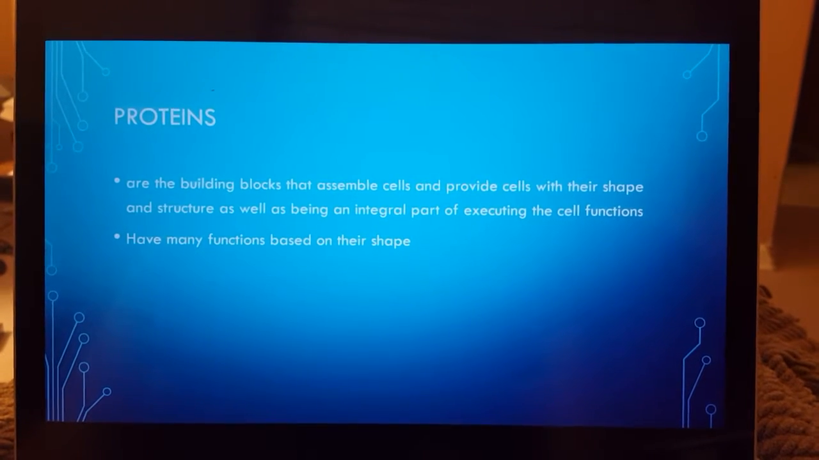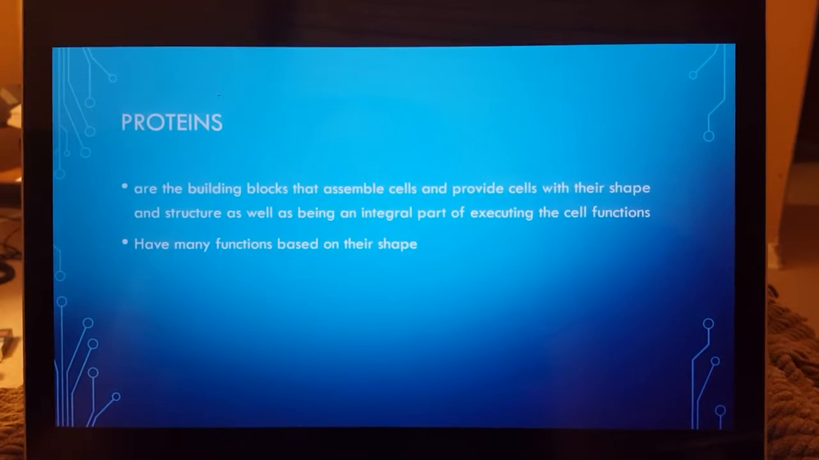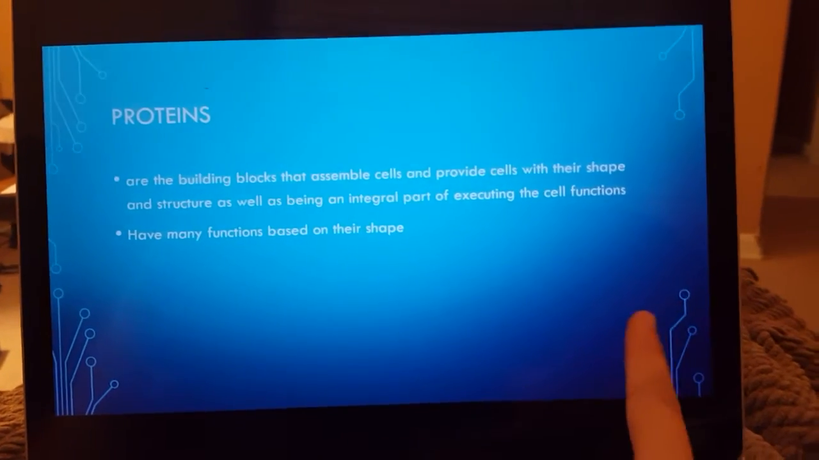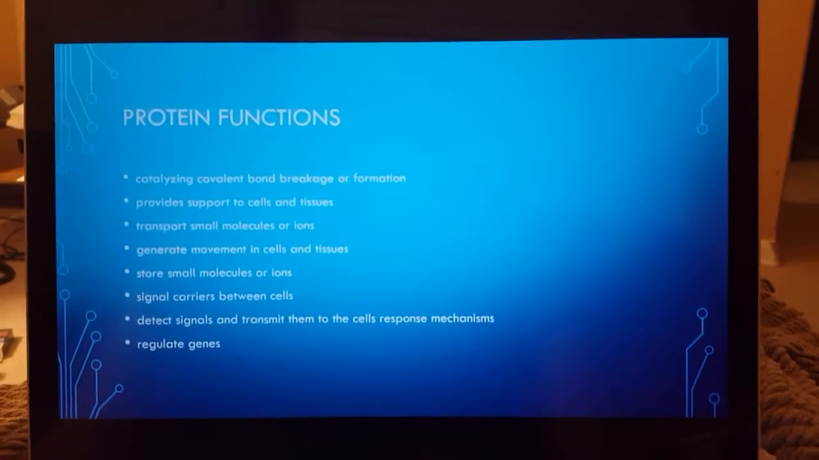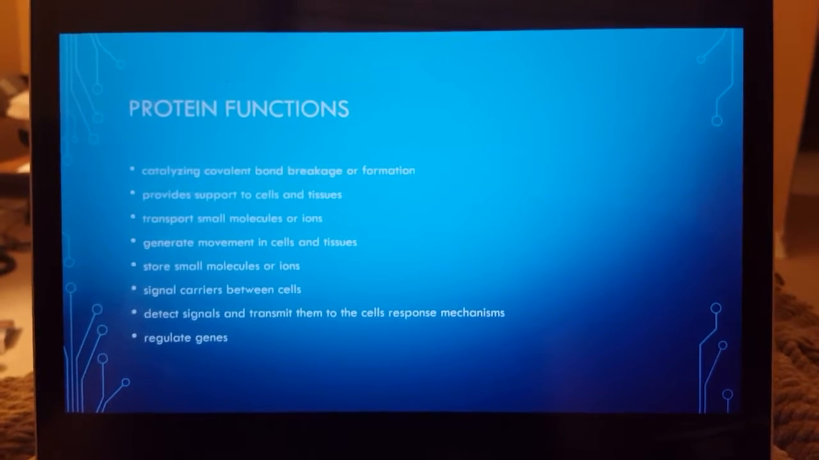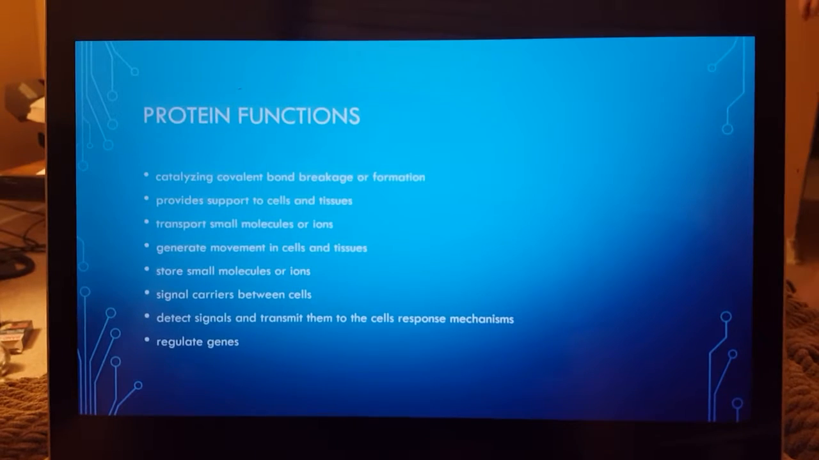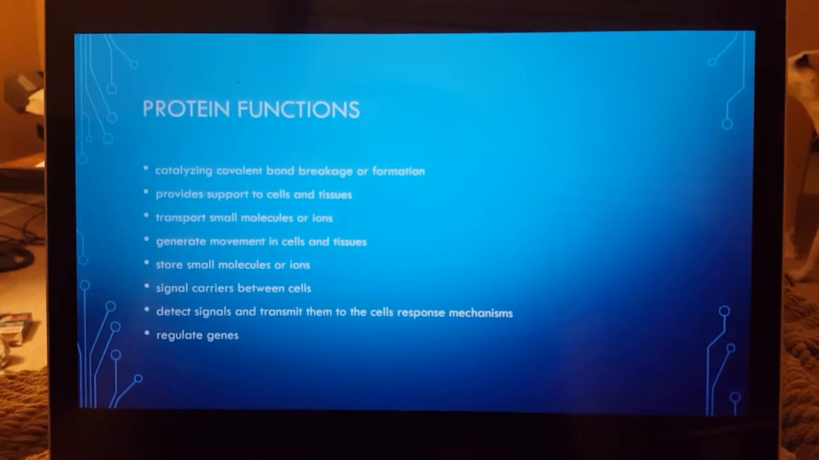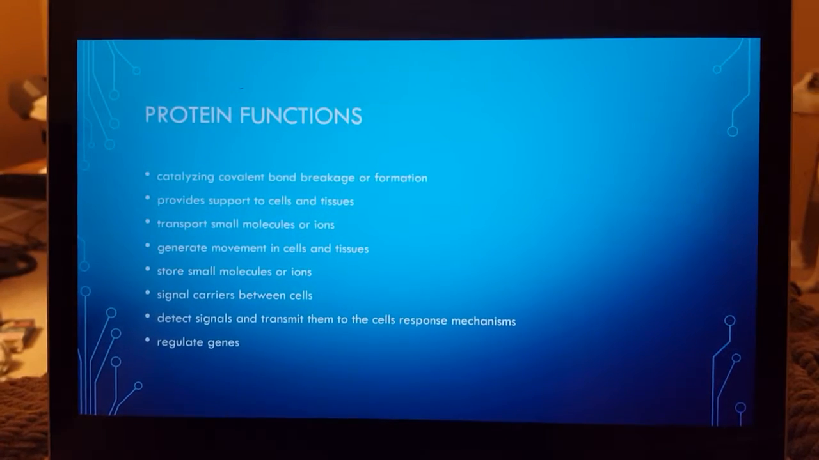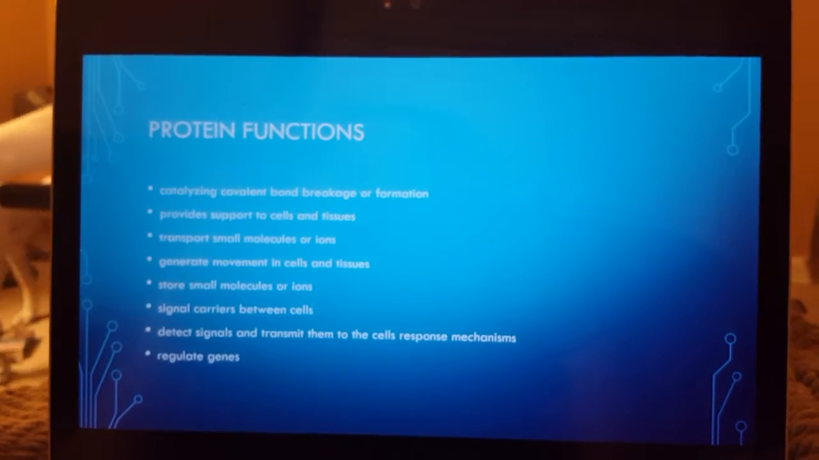Proteins are the building blocks that assemble cells and provide cells with their shape and structure, as well as being an integral part of executing the cell's function. Proteins have many different functions based on their shape. Some of the many functions proteins have would be catalyzing covalent bond breakage or formation, providing support to cells and tissue, transporting small molecules or ions, generating movement in cells and tissues, storing small molecules or ions, carrying signals between cells, detecting signals and transmitting them to the cell's response mechanisms, and regulating genes.